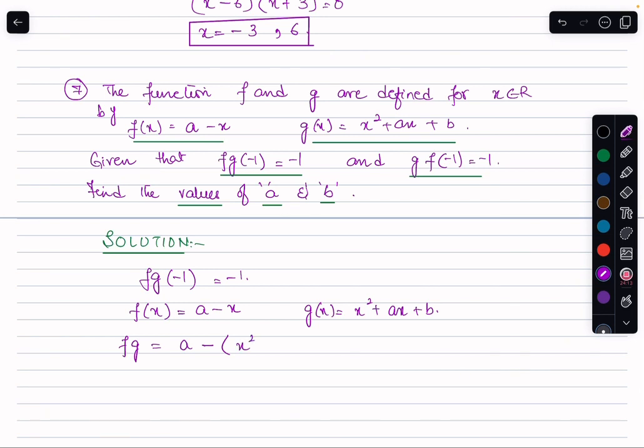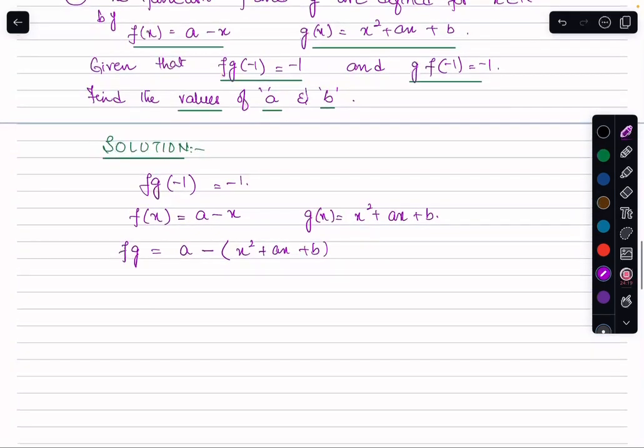That means I will be having here a minus (x squared plus ax plus b). So in place of x, I have substituted the function g. So f of g, solving it further, should be equal to a minus x squared minus ax minus b. Now the condition says f of g of minus 1.